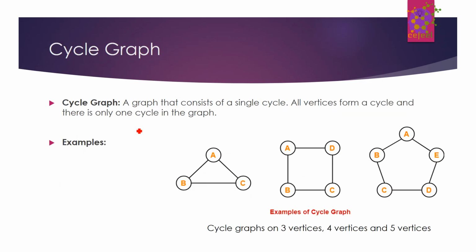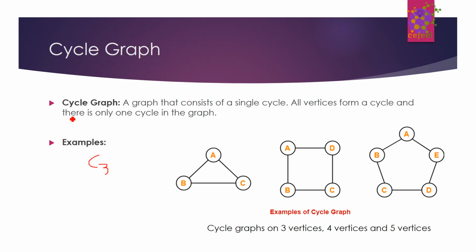Comes the concept of cycle graph. Now remember, this is different from cyclic graph. A cyclic graph was a graph that consisted of at least one cycle, but a cycle graph is a graph where the graph itself is a cycle. In fact, there is only a single cycle that exists, and all vertices are part of that cycle. And cycle graphs are also represented by C, similar to K.